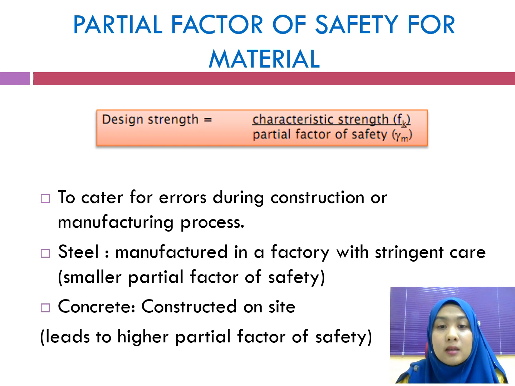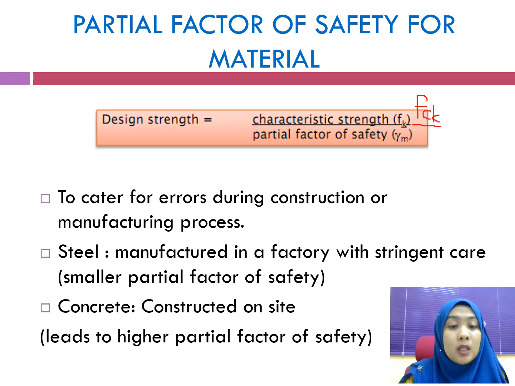To calculate the design strength of the materials, we calculate it as the characteristic strength divided by the partial factor of safety. So let's say we have a concrete, it means the characteristic strength is FCK, and it must be divided by the partial factor of safety for concrete. This one is 1.5. Okay, so for concrete, it is to cater for errors during construction.